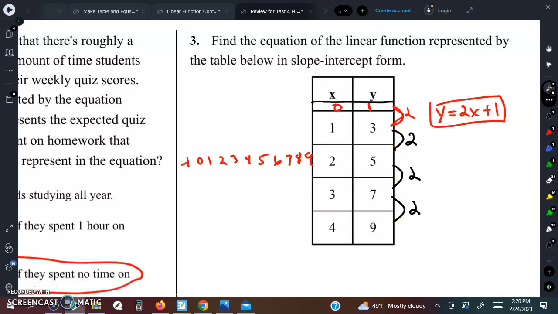Okay, the y-intercept is whatever y is when x is 0. But we don't know what y is when x is 0 until we count back 2. Since we count down 2, we count back 2, and 3 minus 2 gets us 1. So the y-intercept is positive 1, and that's how you do that. You can also use a number line to go from here and count back 2 if that helps.